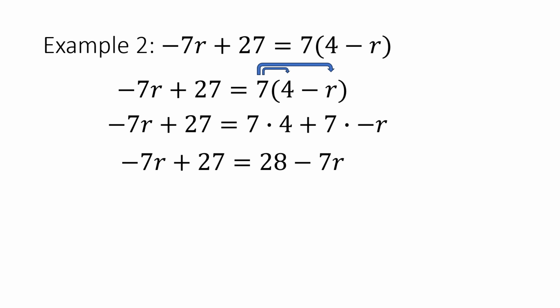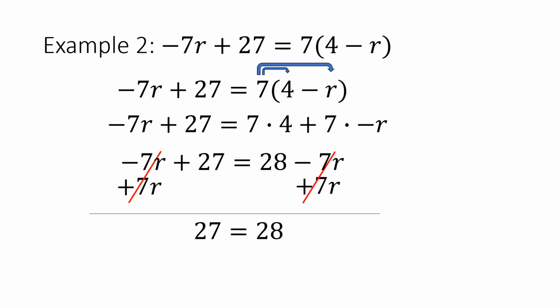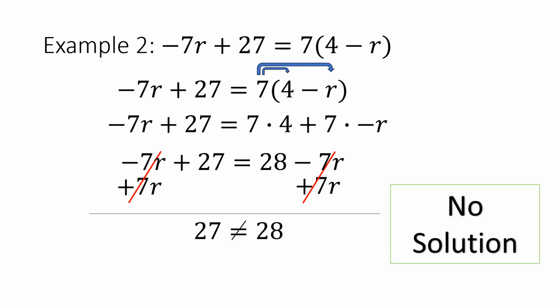Since it's a negative 7r, I'm going to add 7r to both sides. Again, the 7r's are going to cancel because I have a negative 7r and a positive 7r on both sides. And then I'm left with 27 equals 28. This is not a true statement. And so since it's not true, my answer is going to be no solution.